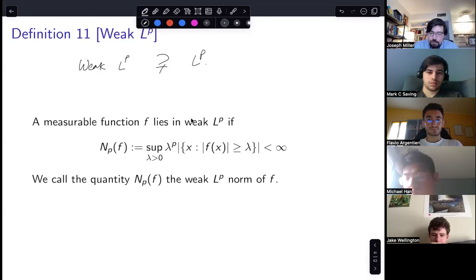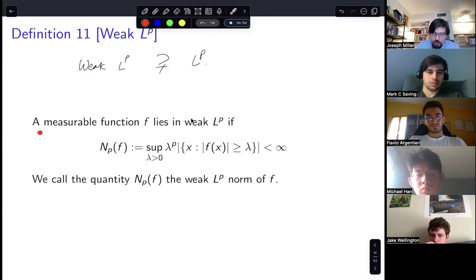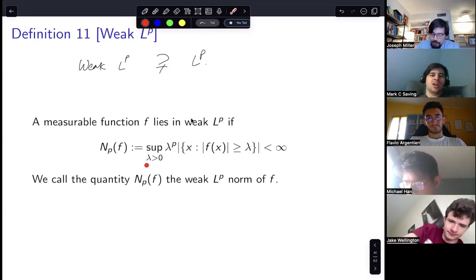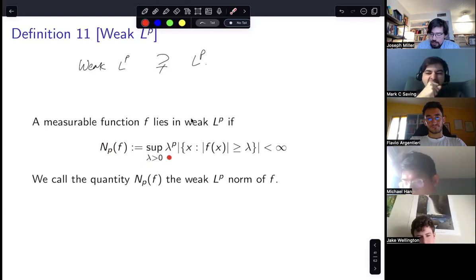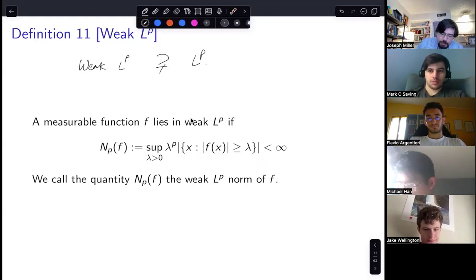The definition of weak L^p is the following. A measurable function f lies in weak L^p if I take N_p of f, which is defined to be the supremum over all levels lambda of lambda to the p times the measure of the set where |f| is greater than lambda, and this supremum is finite. Then N_p of f is the weak L^p norm of f. Okay, exercise.